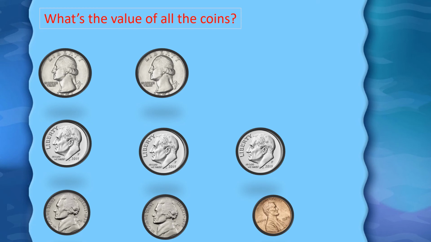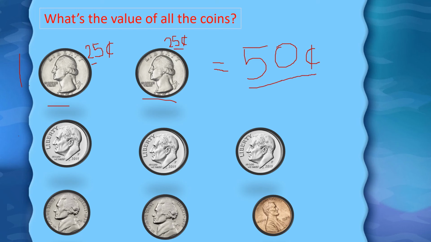Okay, so now let's look at this. So we're gonna see what's the value of all the coins. So let's see. In the first one, we have a quarter, and we know that quarters are worth 25. So when you count them, you go 25, 50. So we have here 50 cents. So let's write it down. And we know that it's 50 because each quarter is worth 25 cents. So we had 25 and 25, and we had 25, 50. So it goes 50 cents.